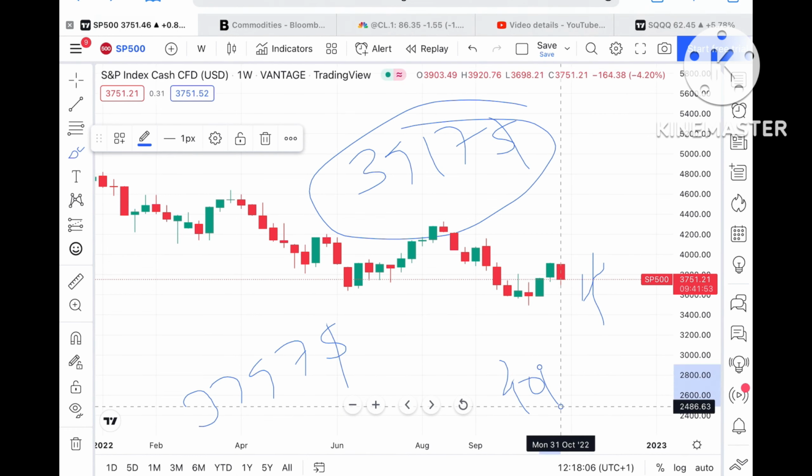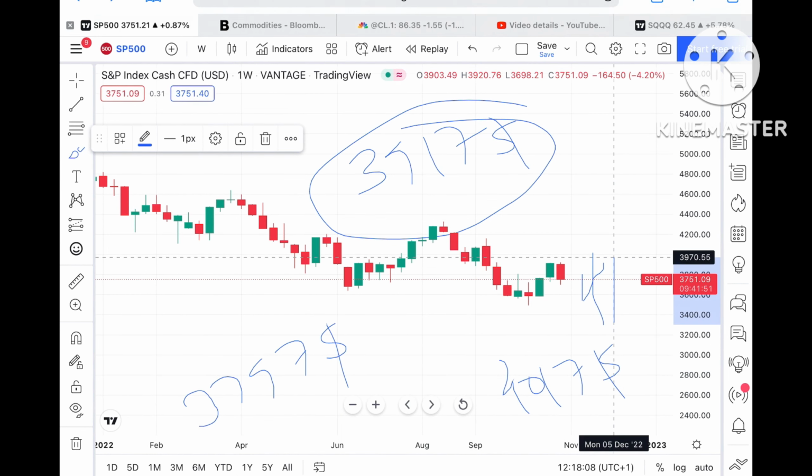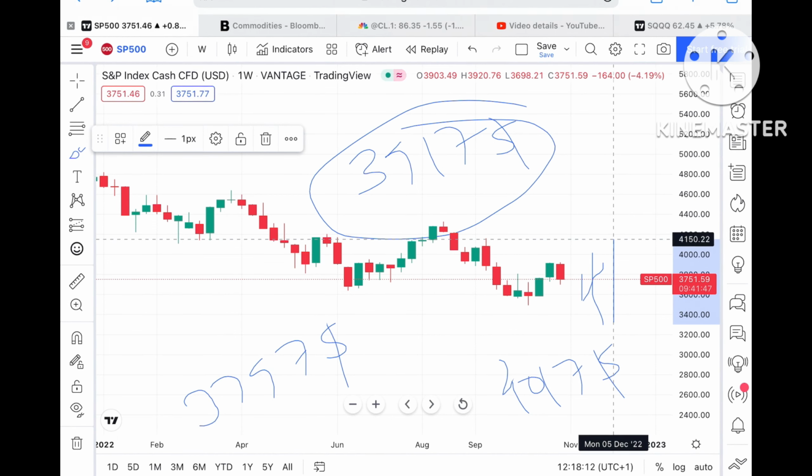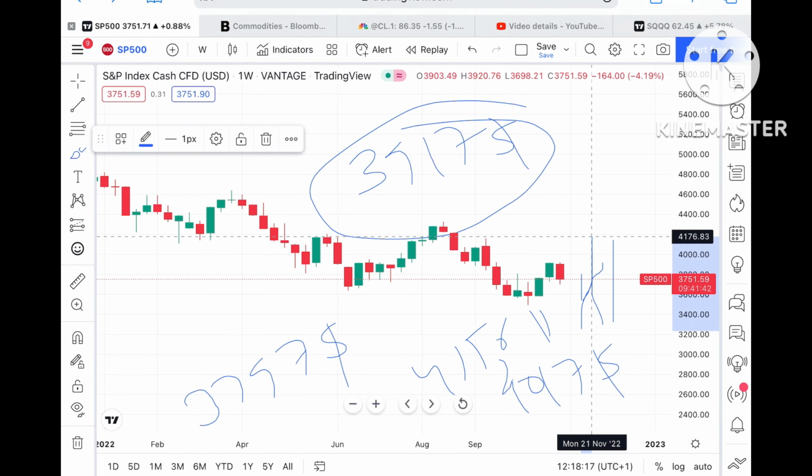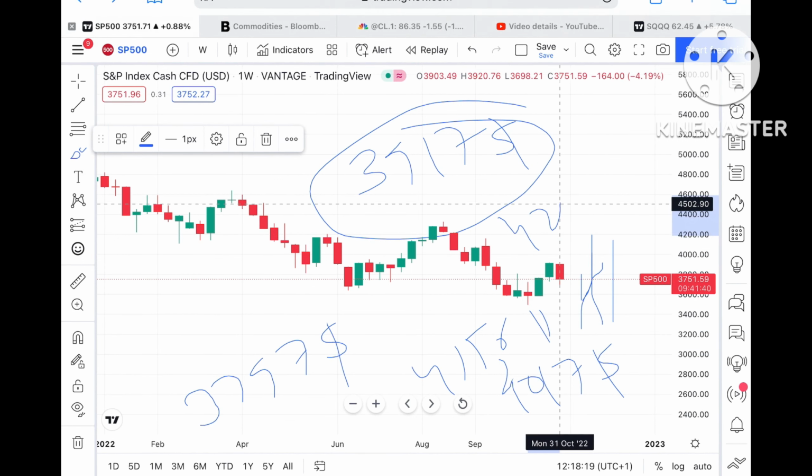From there it can touch a level of $4,017. Suppose the price goes above that level, then it can move further upside and touch a level of around $4,156, and from there it can go towards a level of around $4,210.